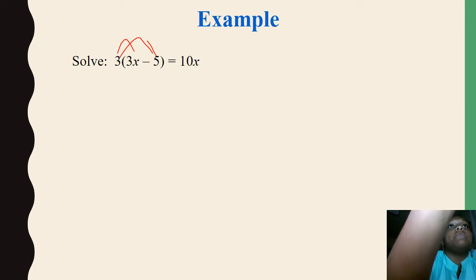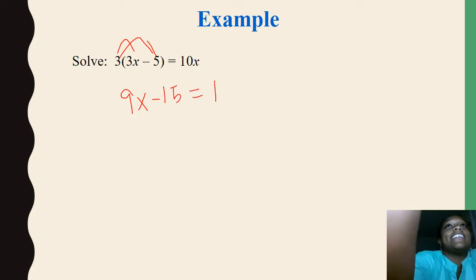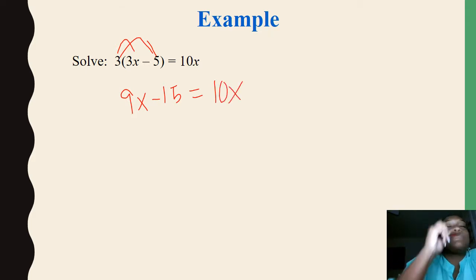So I have 3 times 3x is 9x. 3 times negative 5 is negative 15. And again, it's not me, it's this pen that I'm working with. And so now, step 1 is done.